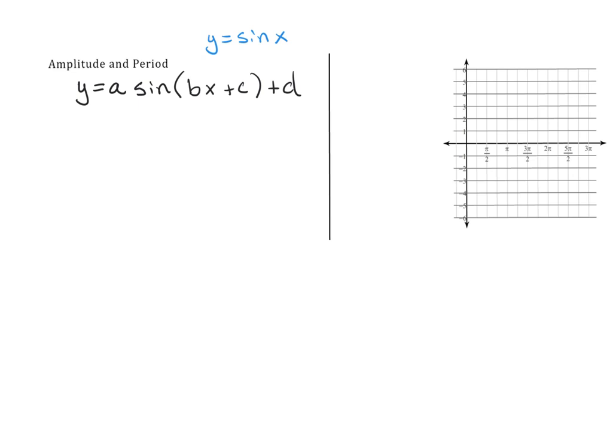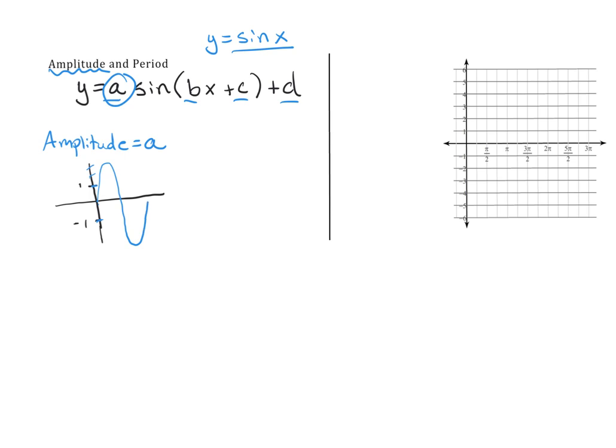So now what we're going to do is take that parent function and add in all this extra stuff and see how it changes the graph. We're going to start with amplitude, which is that coefficient out in front. The amplitude is going to stretch the graph vertically. So instead of maybe going from 1 to -1, it's going to change the range. Maybe it's going to go up to 3 and down to -3.